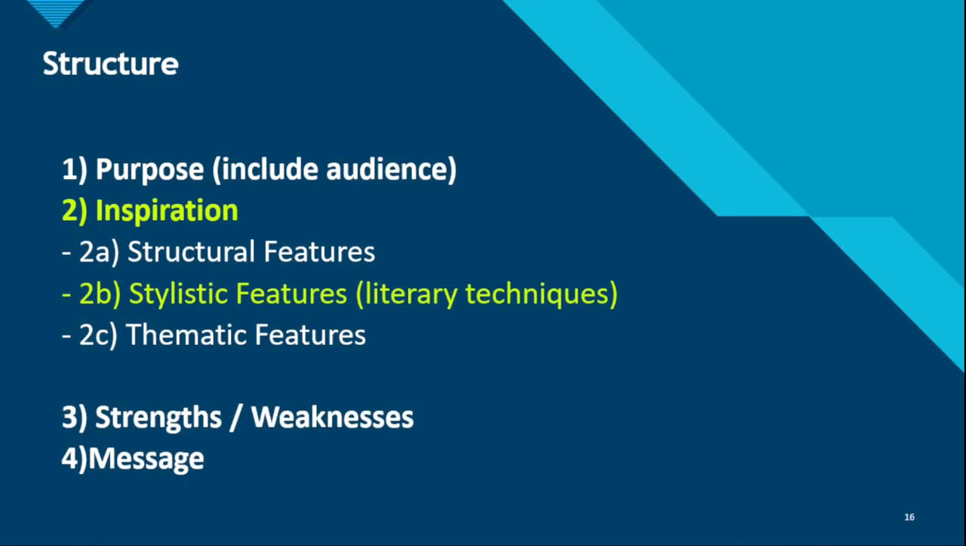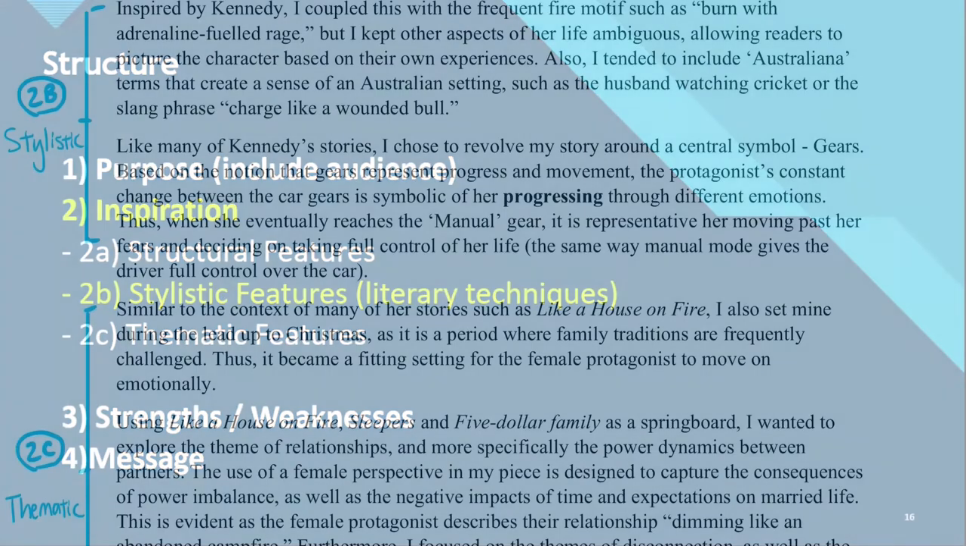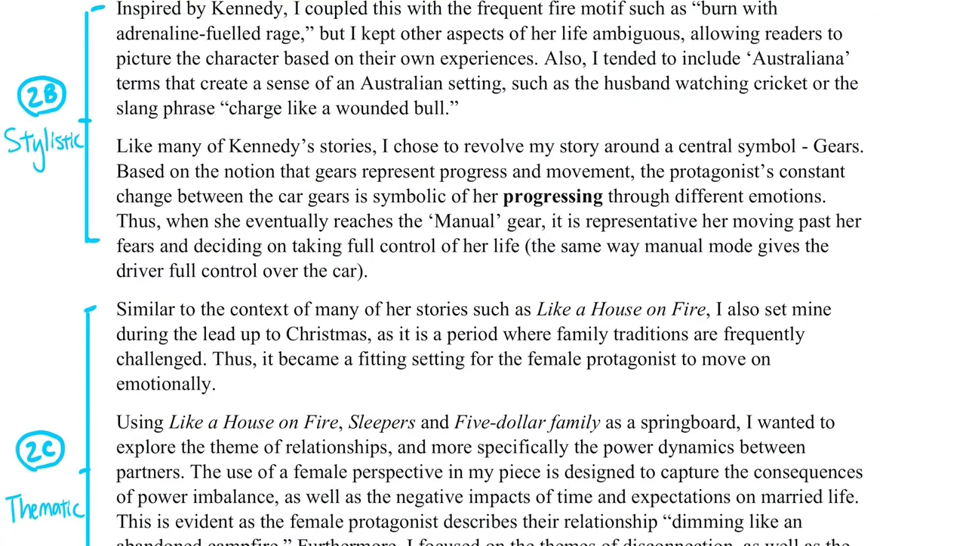Now, moving on to the next point, or 2B, this is your stylistic features. And this is all your literary techniques, so anecdotes, metaphors, symbols, motifs, colloquial language. So basically anything related to the style of your writing. So here I talk about my fire motif and my Australian slang.